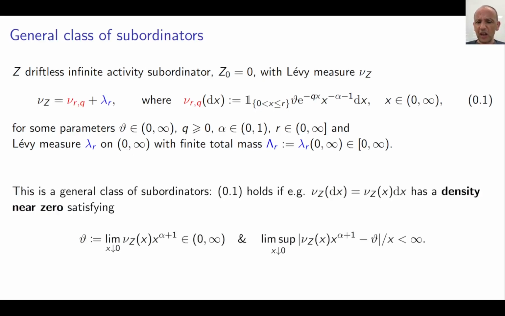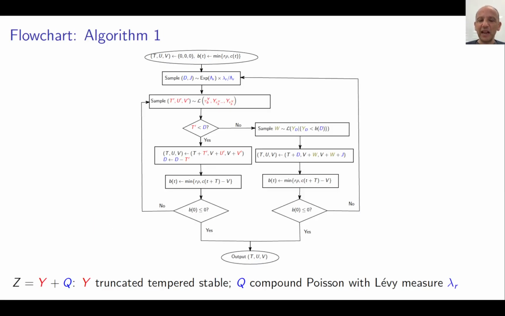Okay, this is a general class of subordinators, as I said in the previous presentation, because if this thing happens to have a density, the Levy measure at zero, then this only depends on the limiting behavior of this density at zero, not on any particular finite value.